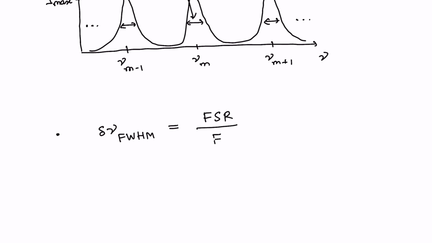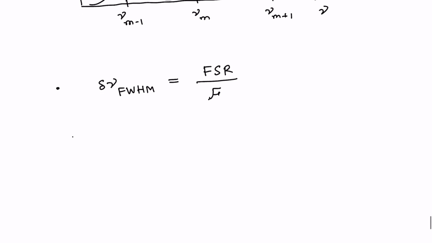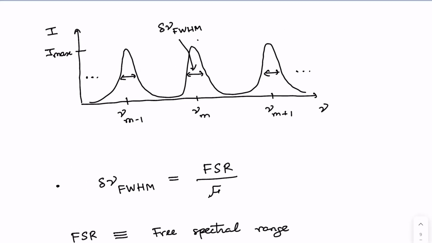In fact, rather than writing it just like this, finesse is denoted by this symbol, this kind of F, and FSR is the short form for the term free spectral range. Free spectral range is nothing but the distance between two adjacent peaks. So the distance between the adjacent peaks, this distance, is called FSR.